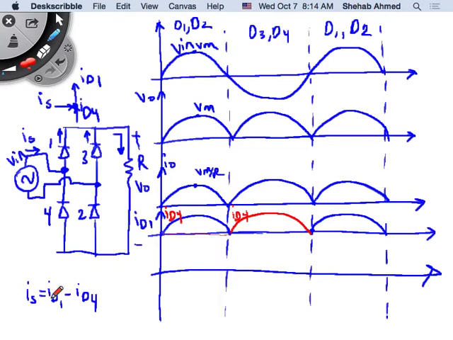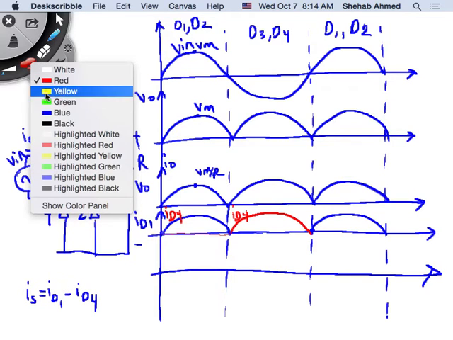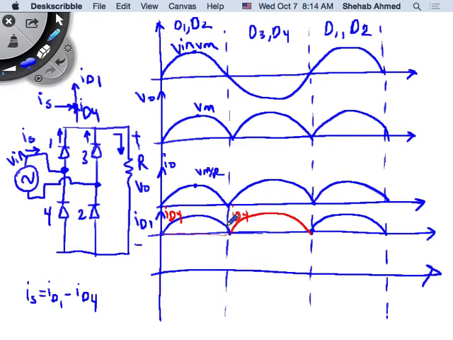Now I want to draw IS, which is ID1 minus ID4. ID1 is the blue, ID4 is 0 here, so it's the blue waveform minus 0. It's this blue waveform. And then it's 0 minus ID4, so it's this. So my supply current, or source current, is a nice sine wave in this case. Everybody's happy with this?